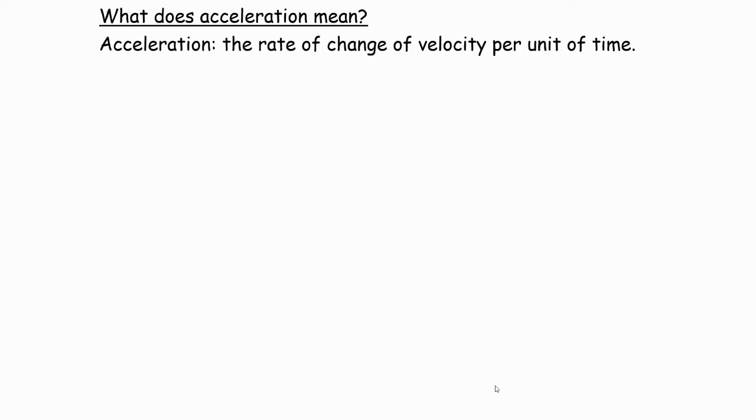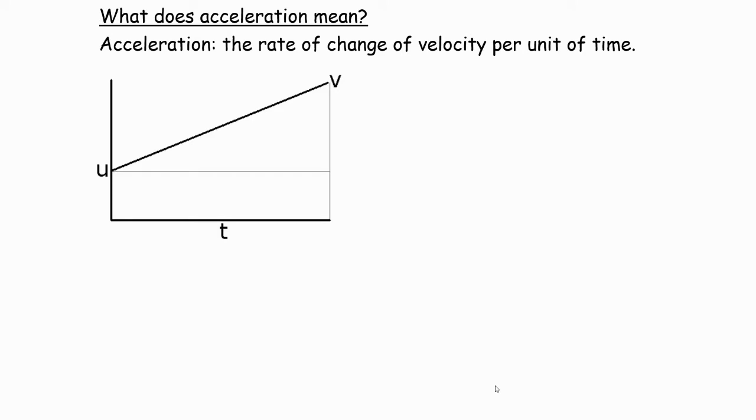So what does acceleration mean? So acceleration is the rate of change of velocity per unit of time. So how much your speed is increasing or decreasing per unit time, so per second. So if your speed is in meters per second, or your velocity, sorry, then how much that's changing is meters per second per second, or meters per second squared.